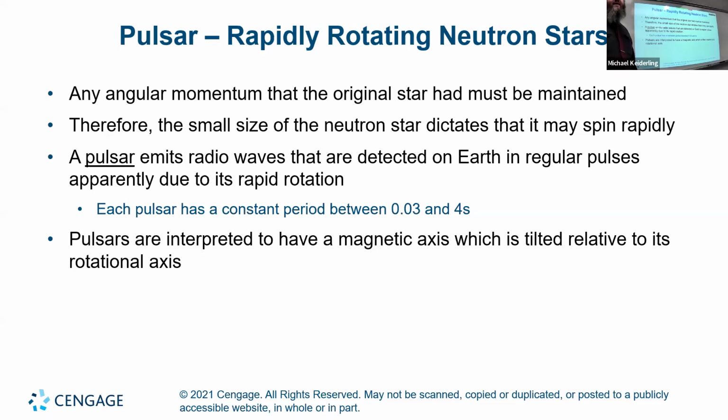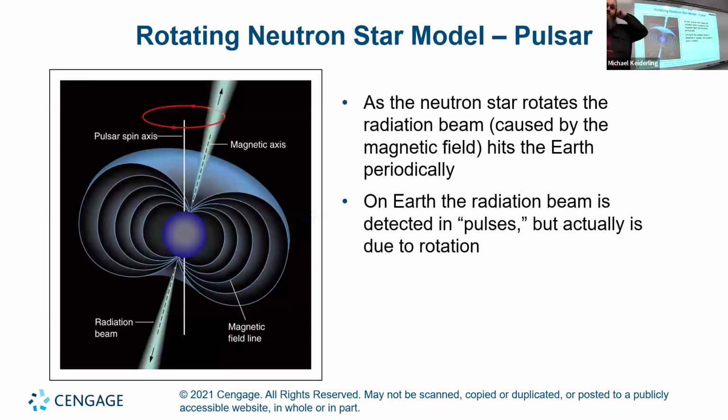But they're interpreted to have a magnetic axis, which is tilted relative to the rotational axis. And they're sending out beams of material or particles that cause these radio waves. So there's this magnetic axis, there's a beam of stuff, that's radiation coming out, and that's what we see, and it rotates around.